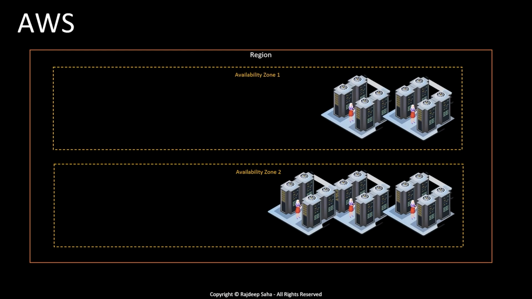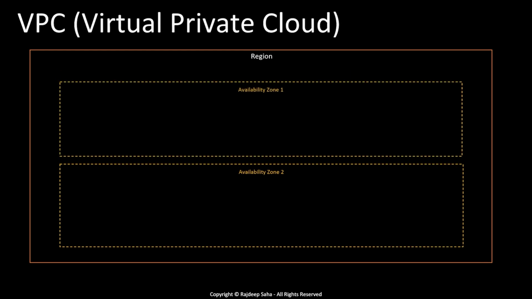Now, let's say you want to deploy your application in one of these regions. How will you deploy it? If you have to mention that, hey, I want to deploy this application in this data center of this availability zone or that availability zone, it will be very tedious. You have to have some way of logically defining a boundary inside this region where you can deploy your applications. And that's what VPC is.